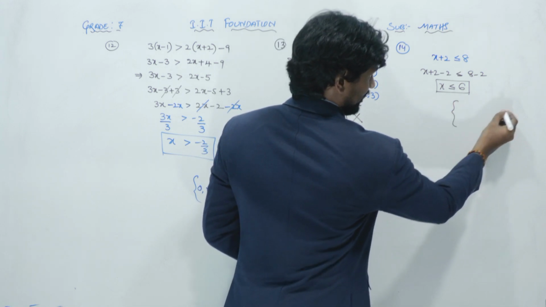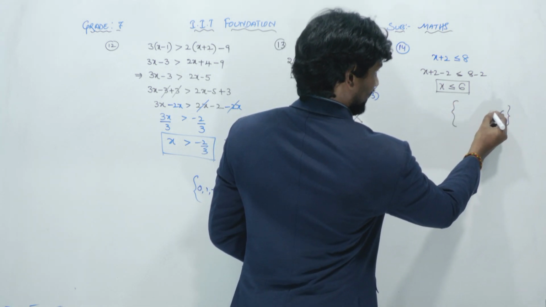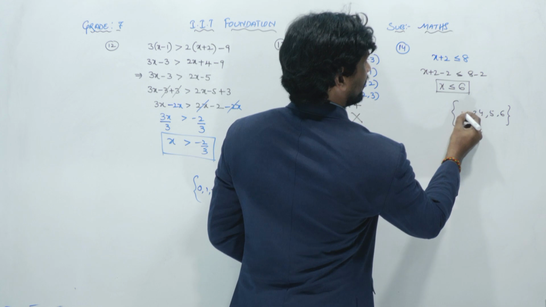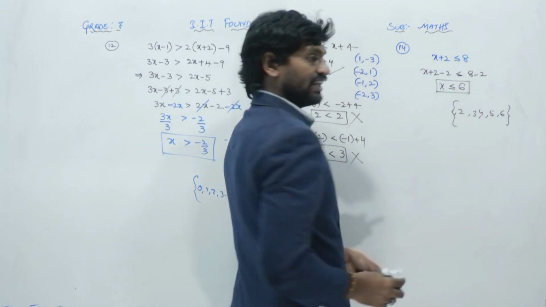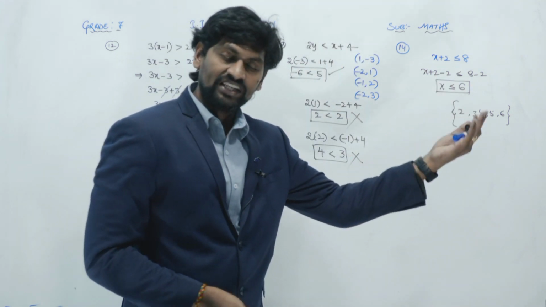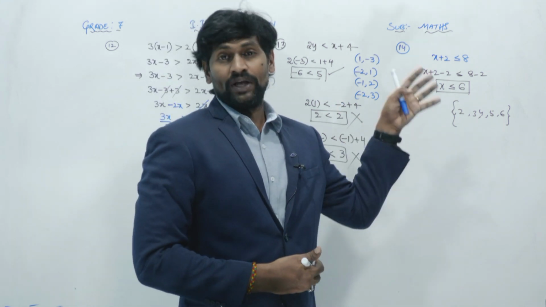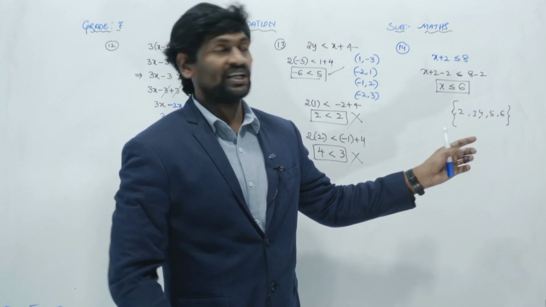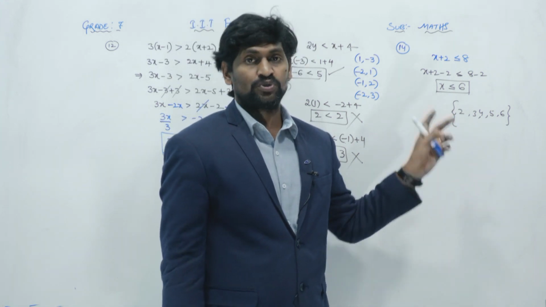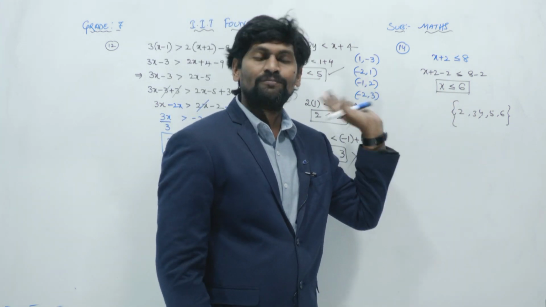That means the x value can be 6, 5, 4, 3, 2, 1. If x belongs to the integers, we can take 0, minus 1, minus 2, minus 3 like that also. If x belongs to the whole numbers, we can take up to 0. If x belongs to the natural numbers, we have to take up to 1.